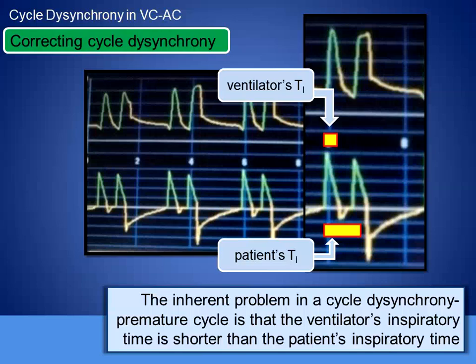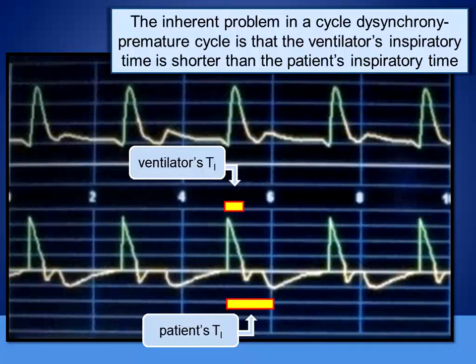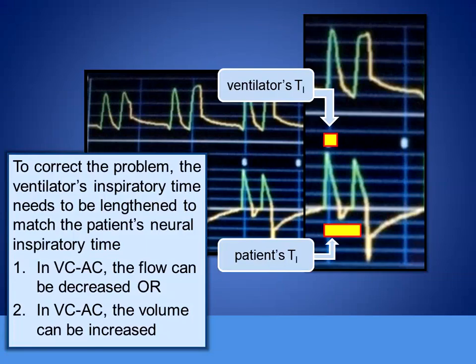So, correcting the cycle dysynchrony, I think you have to be firmly rooted in the fundamental problem, and that is the ventilator's inspiratory time is shorter than the patient's time. To correct this, you have to lengthen the ventilator's inspiratory time. And I'm going to click through here just because I'm peeking at the time down there. To fix this, you have to lengthen the ventilator's inspiratory time. And you have to know your mode here and the nuts and bolts and how it works.